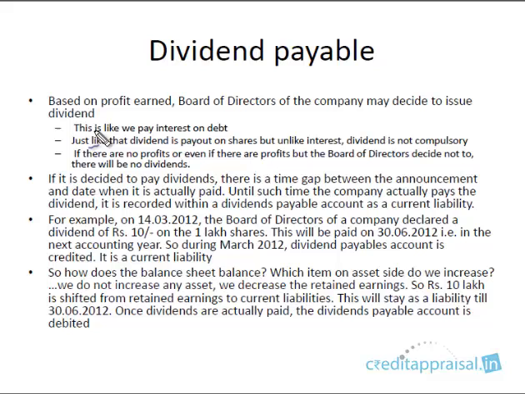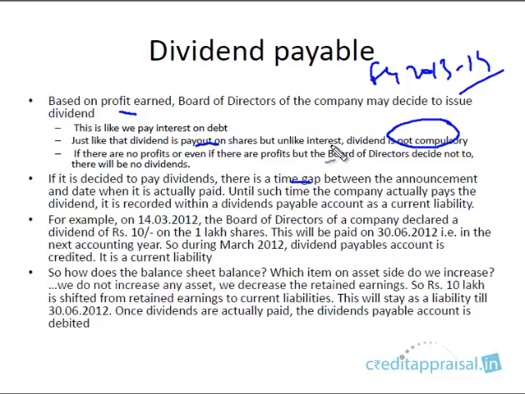So what is dividend payable? Based on the profit earned, say the financial year 13-14 has completed. The board of directors of this company may decide to issue dividend if the performance of the company is good. So dividend is a payout on shares. Please understand the dividend is not compulsory. It's decided in the board of directors meeting. If the performance is good, they will declare, or else not. Even if the performance is good, they might decide not to declare dividend because the funds can be employed in further growth.